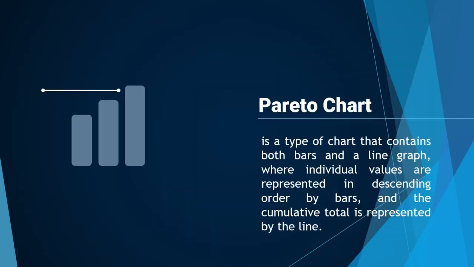Then comes the third one, Pareto analysis. It's a bar chart that shows which factors are more significant.